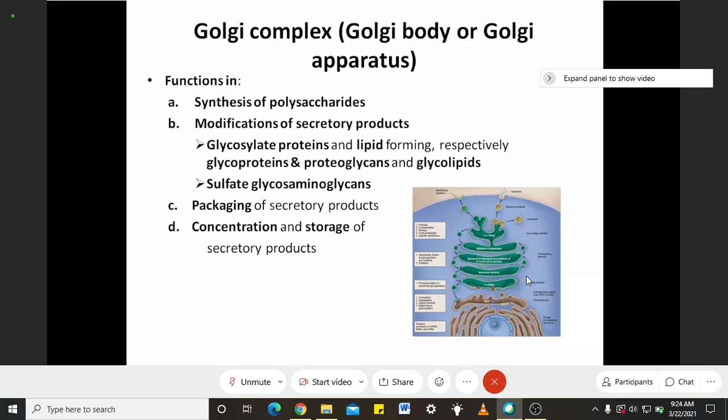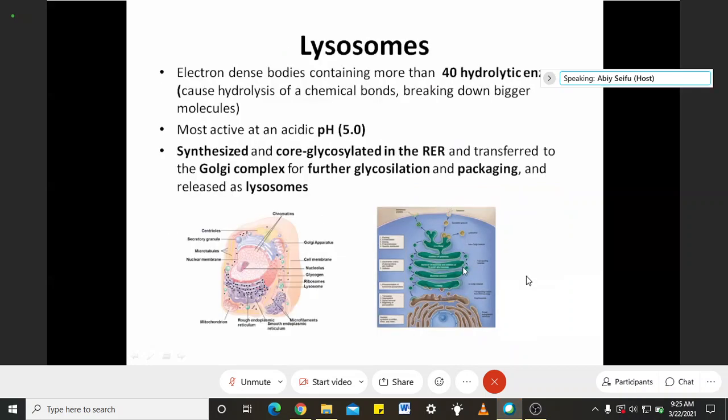It is like you would get your items purchased from shops, would be packed, and then be handed to you. So this is what the Golgi complex does. This is the second membranous organelles. So the next one is the lysosomes.